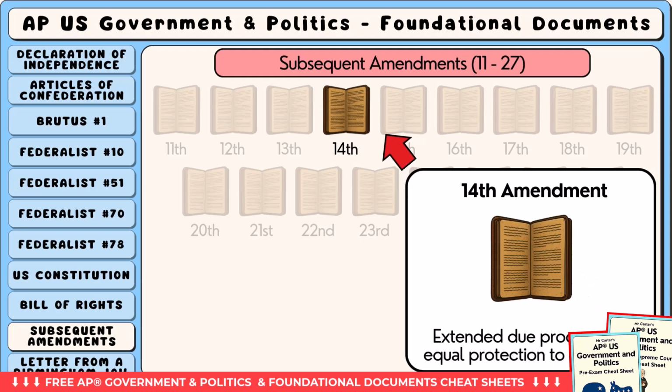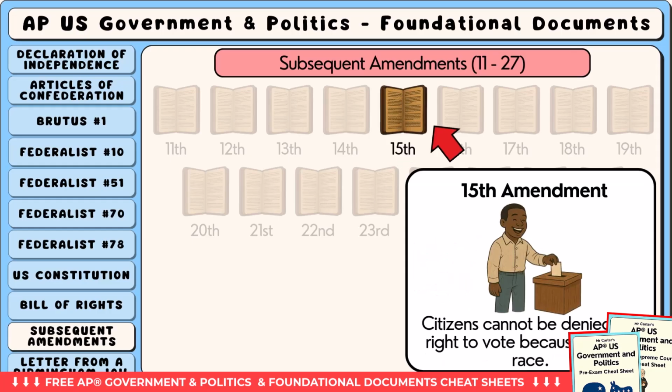It also extended due process and equal protection to the states, meaning states have to respect people's constitutional rights. Before this amendment, the Bill of Rights applied only to the federal government, not the states. The 15th Amendment said that citizens cannot be denied the right to vote because of their race. It was designed to protect the voting rights of formerly enslaved men. At this stage, women still weren't allowed to vote.